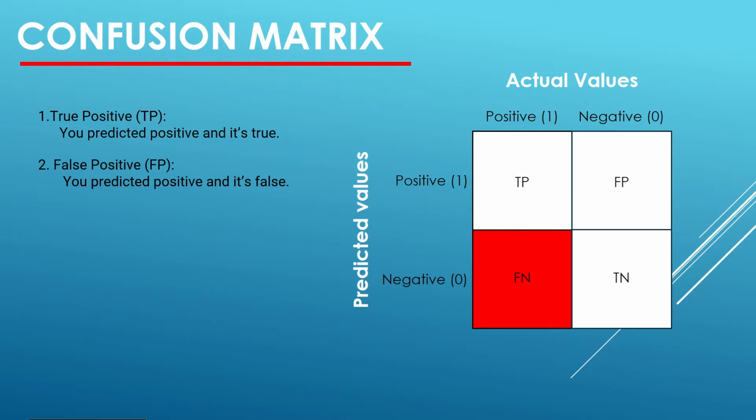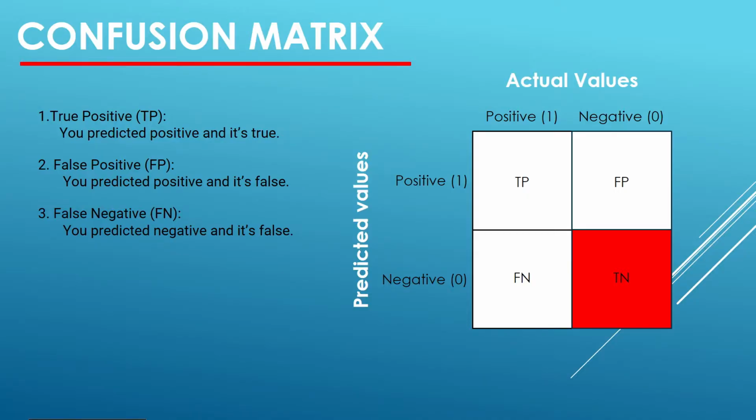The third block is called FN, which stands for false negative. It indicates that our model predicted negative and it is false. It means the actual value in our dataset is 0 and our model predicted 1. And the last block, which is TN, stands for true negative. It indicates that our model predicted negative and it is true. This indicates that the actual value in the dataset is 0 and our model also predicted 0. It all may sound a little bit confusing, but as you get used to it, you will understand it better.